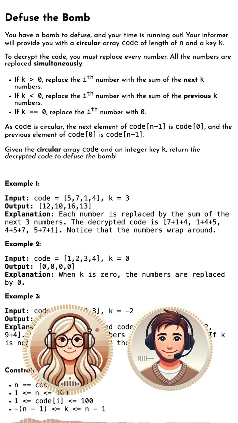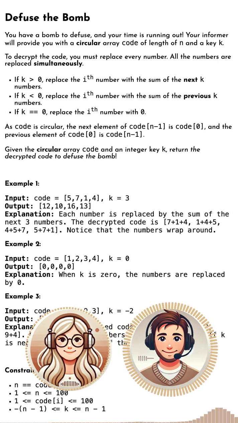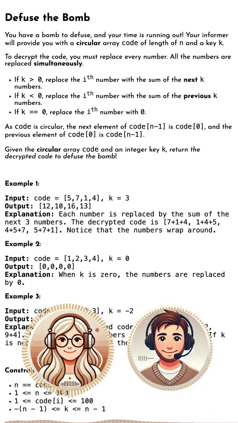A circular array. Okay, so what makes this so special? Well, in a circular array, if you move past the last element, you don't just hit a wall, you circle right back to the beginning. Think of it like a loop, like those circular train tracks. Okay, I see where you're going with this. So we have the circular array, this code for the bomb, and then there's got to be some kind of key to figure out how to actually defuse it, right?